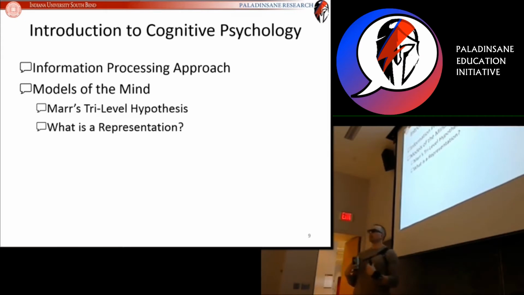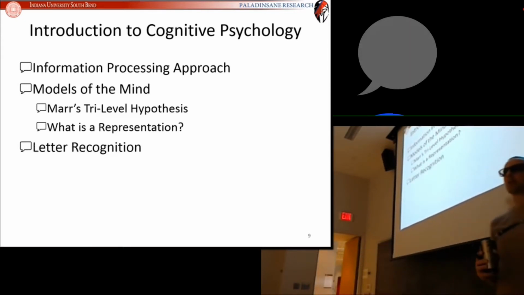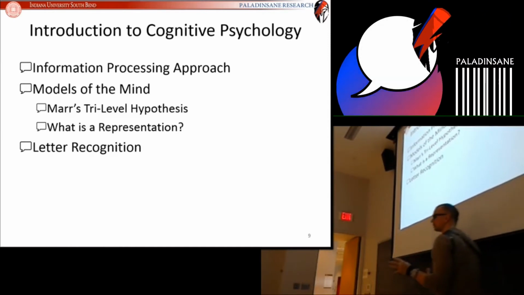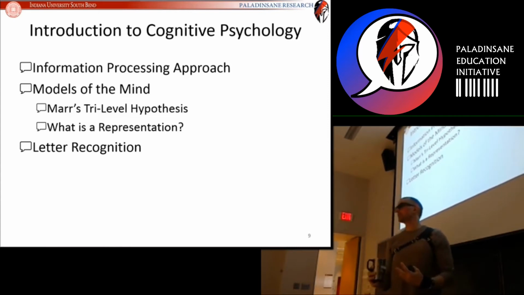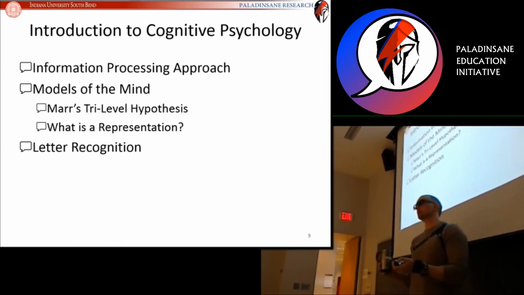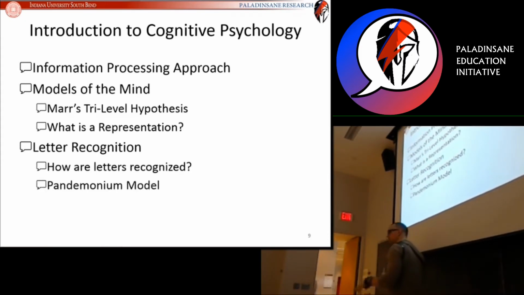We'll talk about the idea of a representation and what a representation is. And then we're going to turn to 2 models of letter recognition, just so that you can see the importance of representation and how different representations could lead to different behavior. So we'll take a look at how letters are recognized, and we'll introduce that Daemon model, that Pandemonium Model, which is actually highly effective at explaining how we do that letter recognition task.